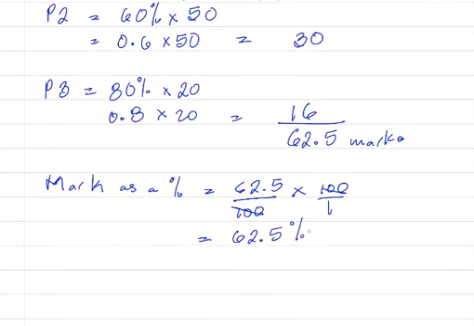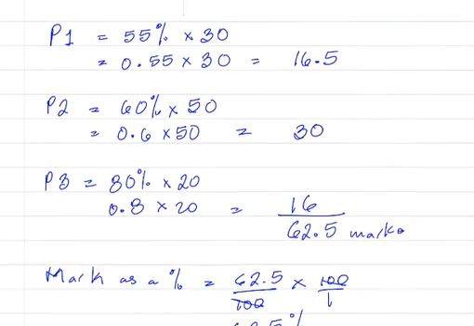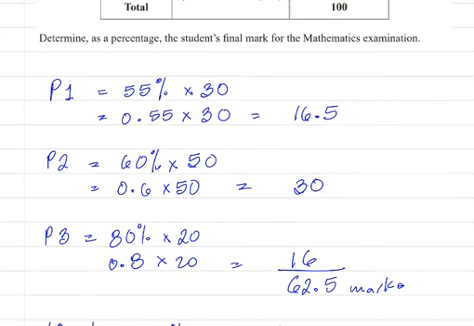62.5%. Alright. So what were we asked to do? We are asked to determine as a percentage the student's final mark for the mathematics examination. So our final mark was 62.5 marks, which turns out to be 62.5% of the overall mark. Alright, and that is question number 1.